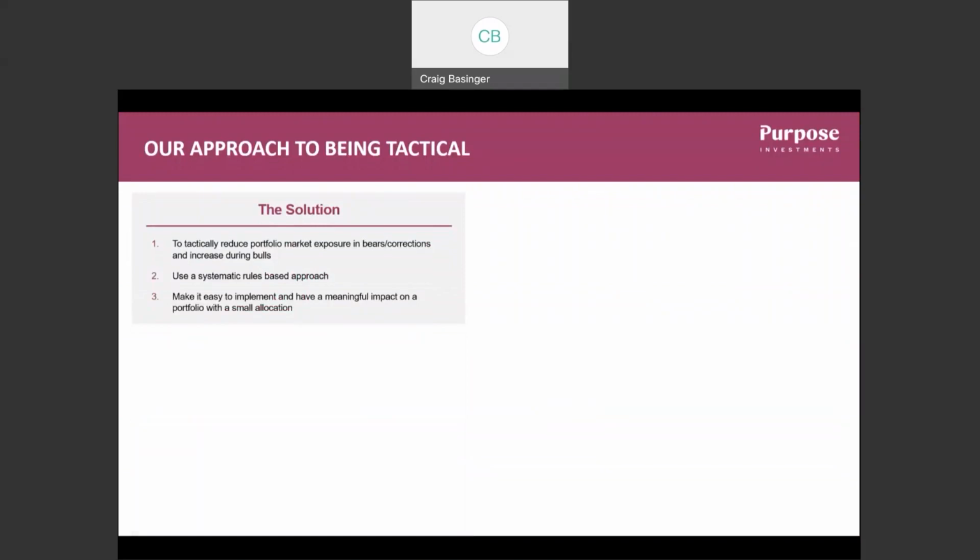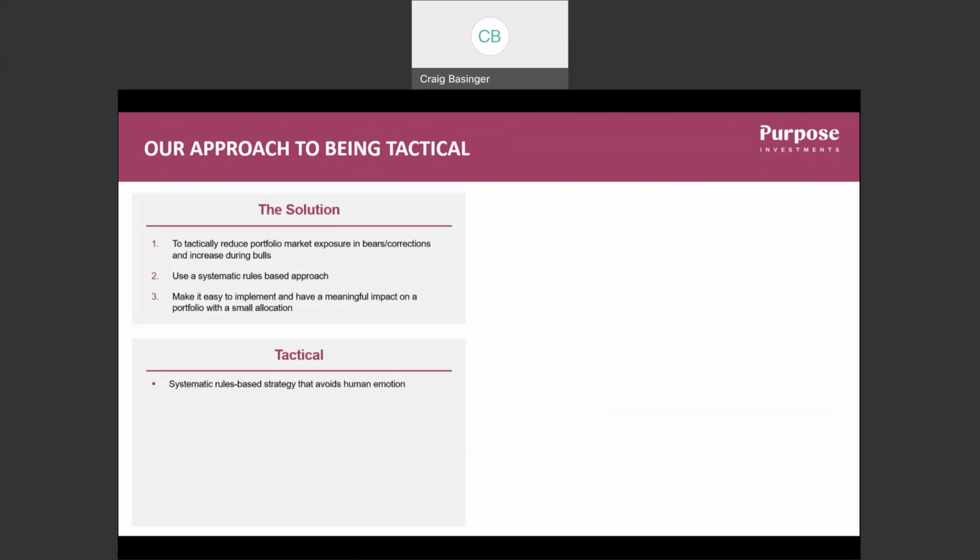When we set out to create the strategy back in 2011, the goal was pretty straightforward. We wanted to have more market exposure in good times and less market exposure in bad times, whether it's a bear market or a correction. We also wanted to use a systematic rules-based approach. And we also wanted to have a meaningful impact. In other words, to be very tactical within our strategy so that you can have a meaningful impact on an overall portfolio with a reasonably small allocation.